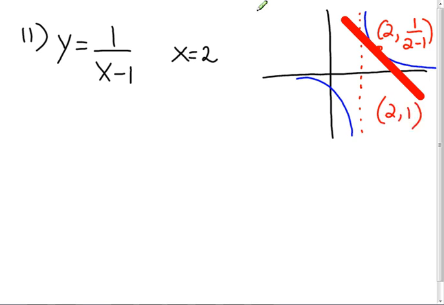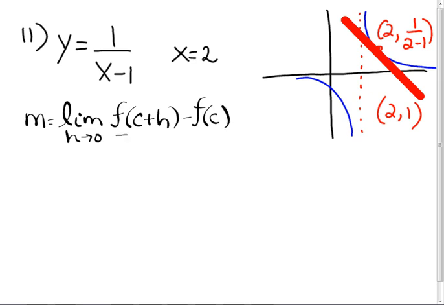Okay, let me write the formula down. Have it in front of you if you need to. How do you find the slope? It's the limit as h goes to 0 of f of c plus h minus f of c, all over h. That's the change in the y's in the numerator and change in x's in the denominator. That's what it is. Okay, so my c is equal to 2, and so c plus h is going to be equal to 2 plus h, right?